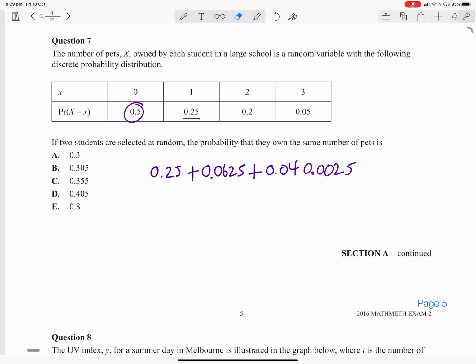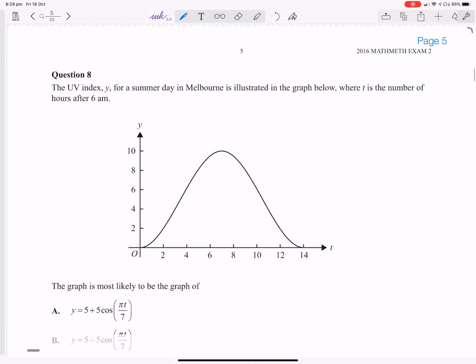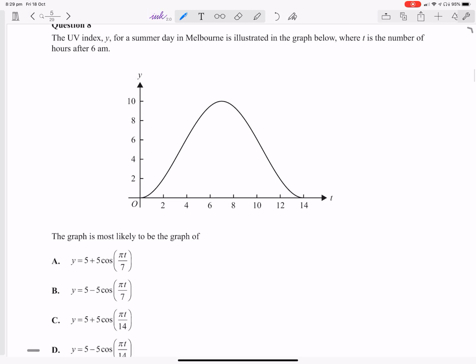Okay. So that and that gives us 0.29. That is going to give us 0.0650. 0.355, or you could do it on your CAS, obviously. Switching backwards and forwards is a bit of a pain.